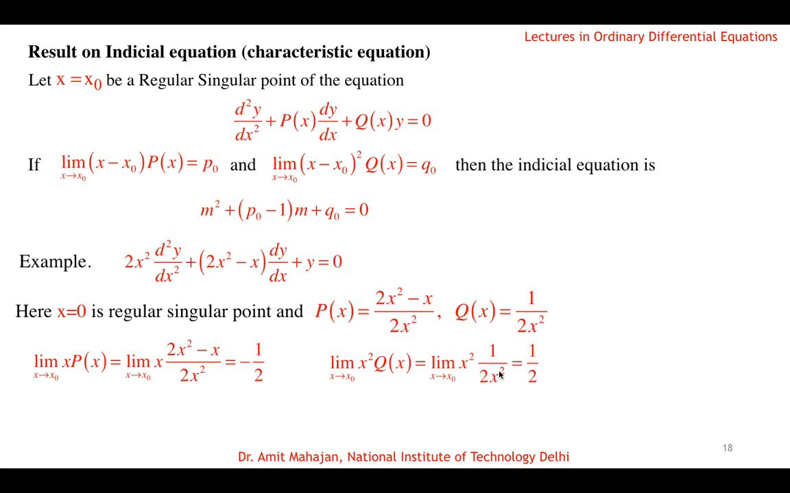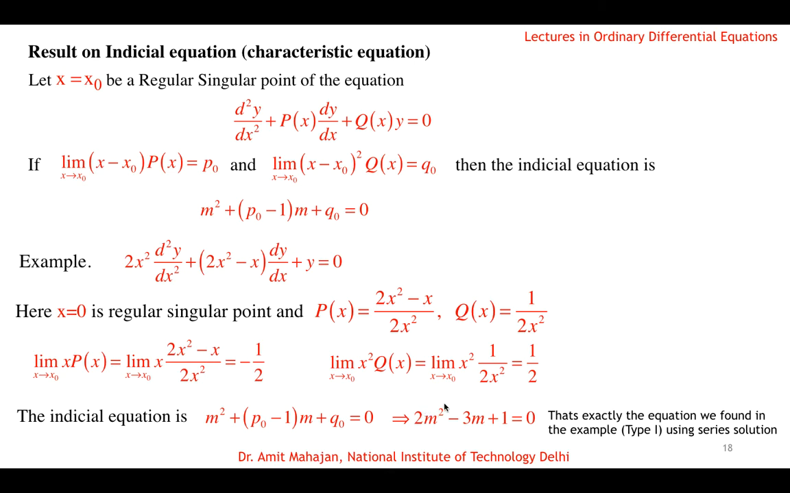If you put this limit value as p naught and this value as q naught in this equation, you will find the indicial equation as 2m square minus 3m plus 1 is equal to 0. You can check on substituting in this equation that it holds, and this is exactly the same indicial equation that we found in the type 1 example that we did today. Similarly you can check the examples type 2 and type 3 that we did today: if you use this method and find the indicial equation, it is the same as calculated by series. This is just a small check that what you calculated is correct.